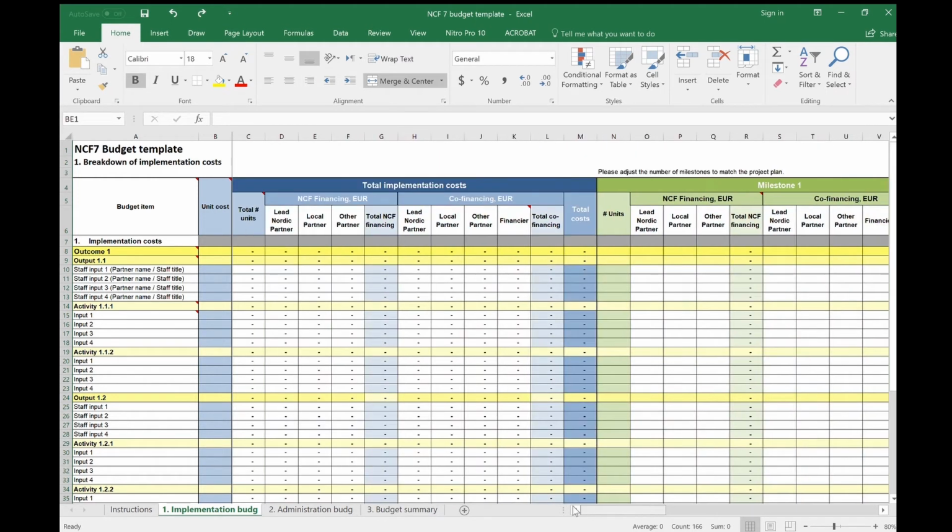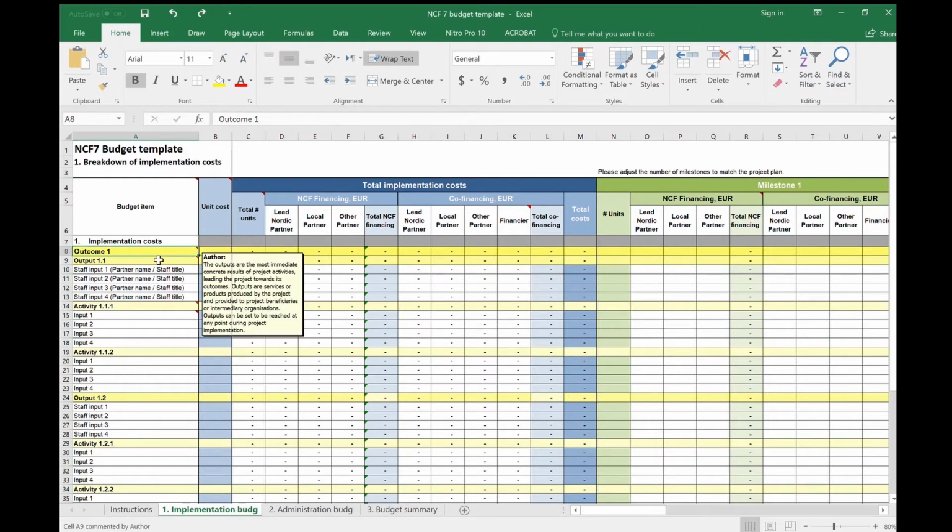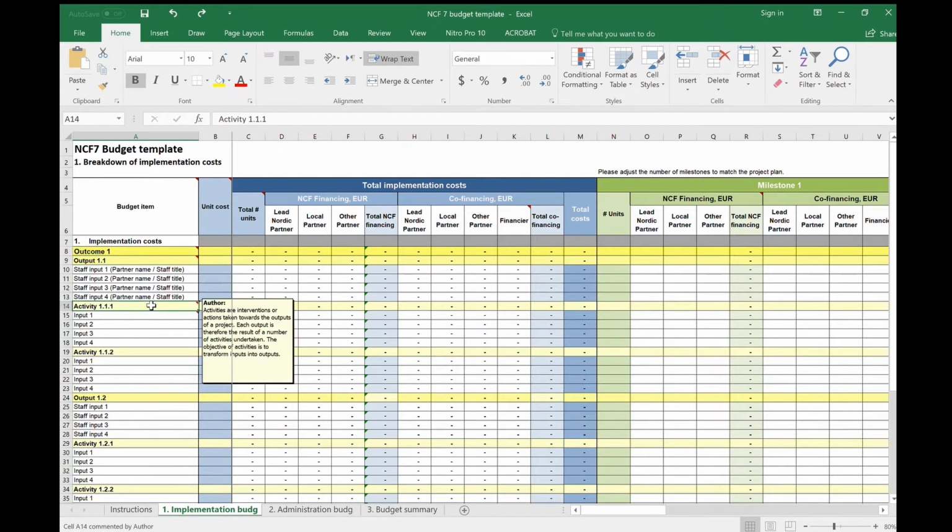The implementation budget is results-based. This means that the budget is built according to the results framework of the project and should include budget lines for each outcome, output, and activity of the project. The outcomes, outputs, and activities included in the budget should be exactly the same ones as in the project's results framework. Therefore, before starting to develop the project budget, the project's results framework structure should be clear.